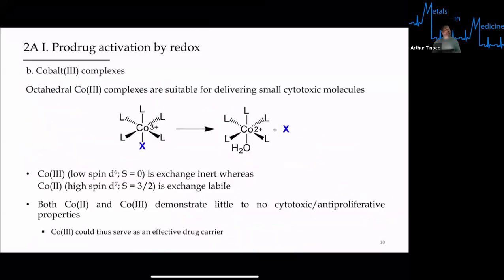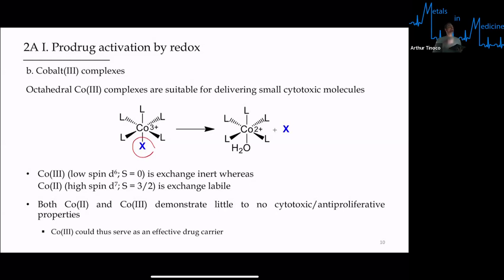Okay. So continuing with the stream of thought, pro-drug activation by redox. So here we're looking at cobalt-3. This is more along the lines of the paper that you and Yolmari were talking about. So here we're looking at cobalt-3 octahedral complexes. I'm just giving you a generic representation of a compound where we're focusing on ligand X. Cobalt-3, in terms of its chemistry, is low spin d6. In this case, that's a spin of 0. And this is something that's exchange inert, so ligand exchange inert.